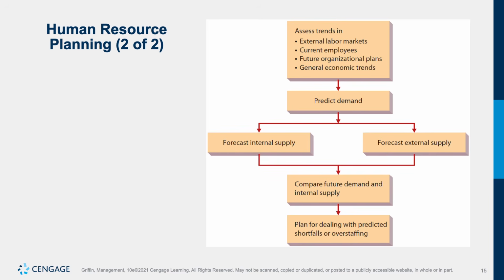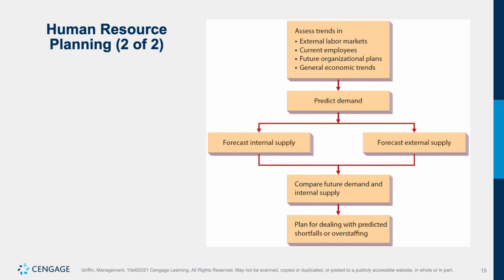Now, forecasting external supply is basically looking at what the labor market is like. Is there enough supply of human resources, or is human resource in the labor market scarce, right? That's why one would want to forecast external supply as well, right?